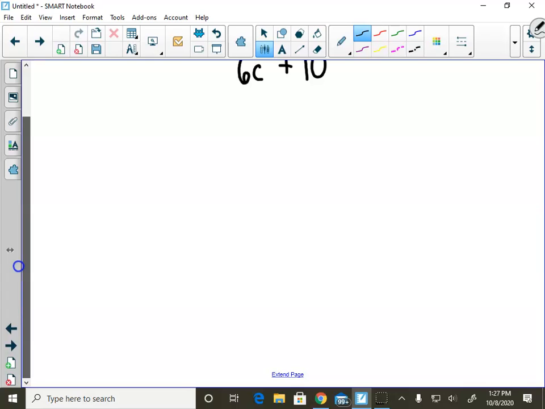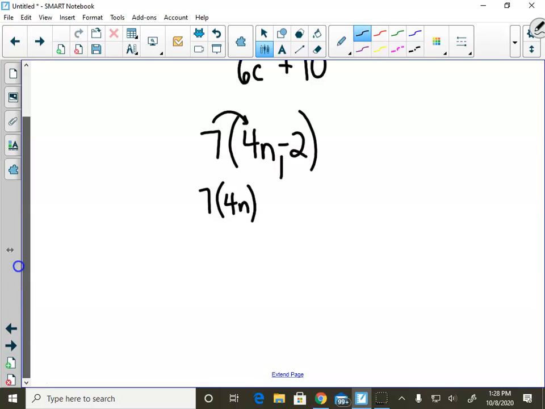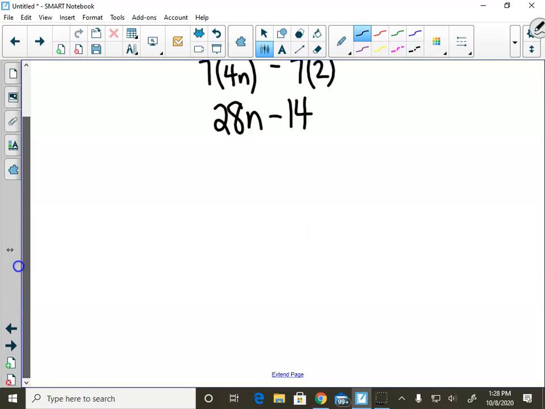So now let's say we have the number 7 times 4n minus 2. Again, following the same procedure, we're going to distribute what's on the outside to what's on the inside. So 7 times 4n is going to look like this. Bring down our sign. And then we have 7 times 2. That would be this piece, which would give us 28n minus 14. So as you can see, distributive property is something pretty simple to do.